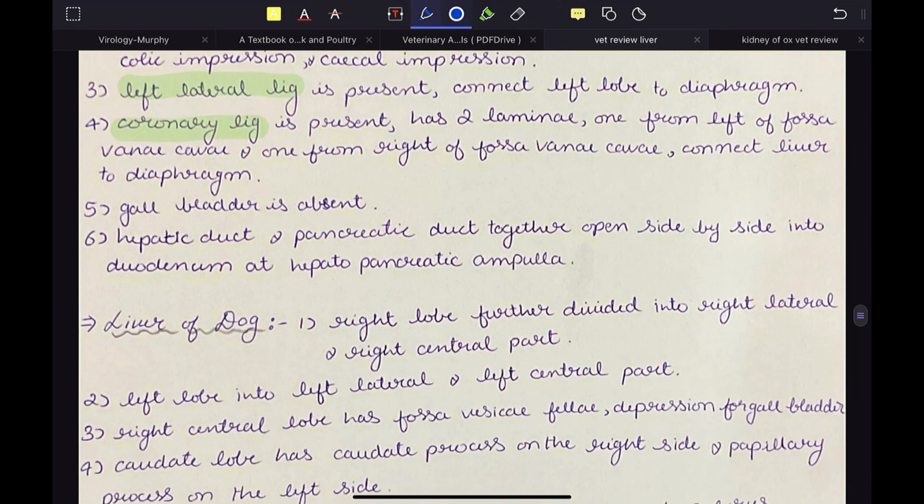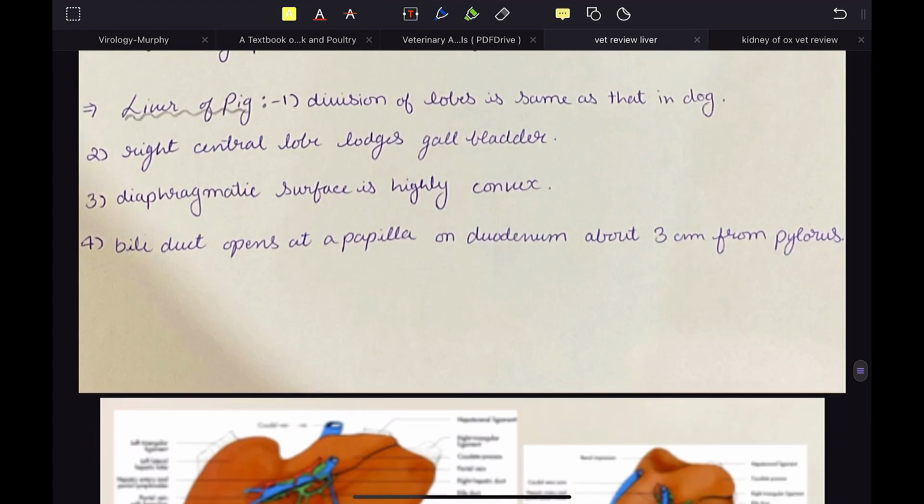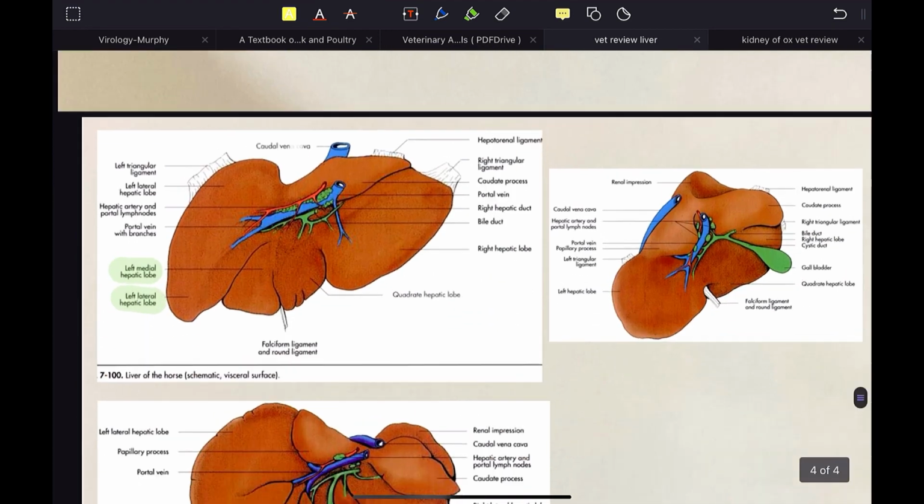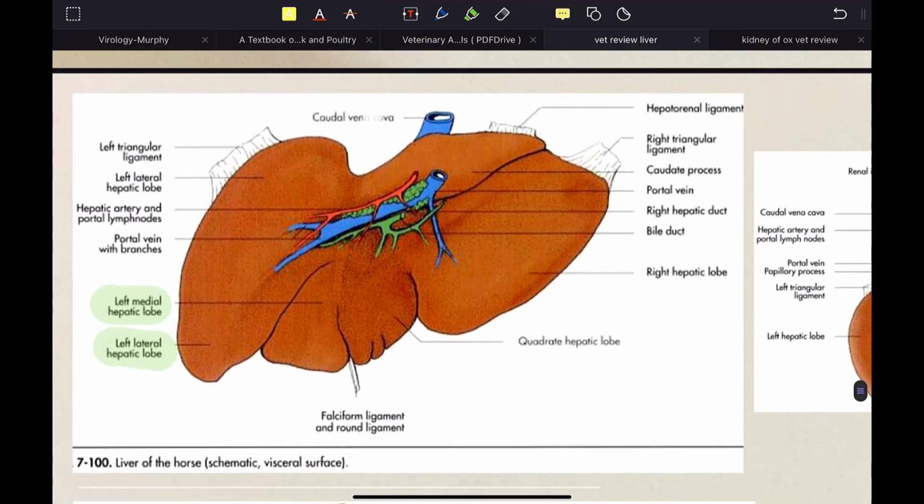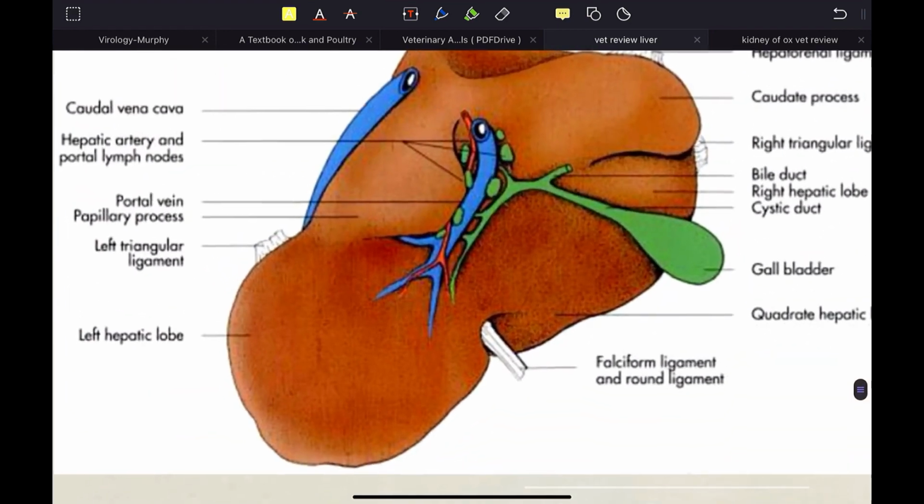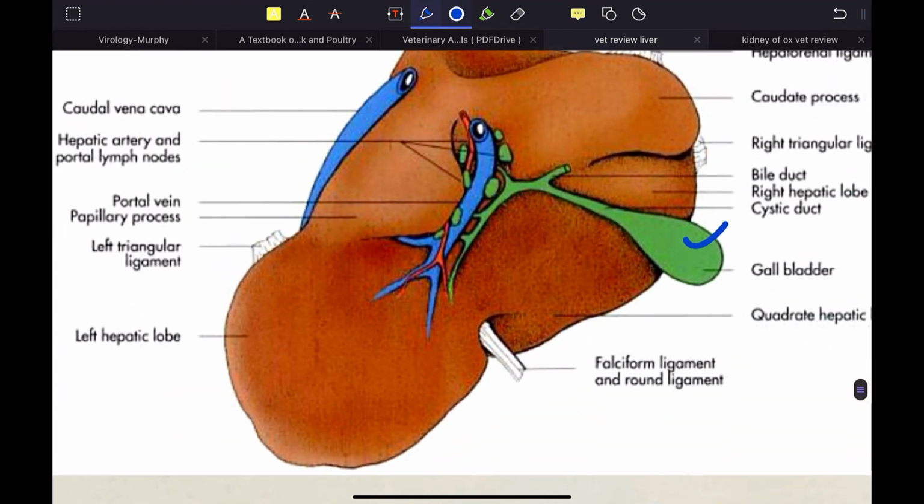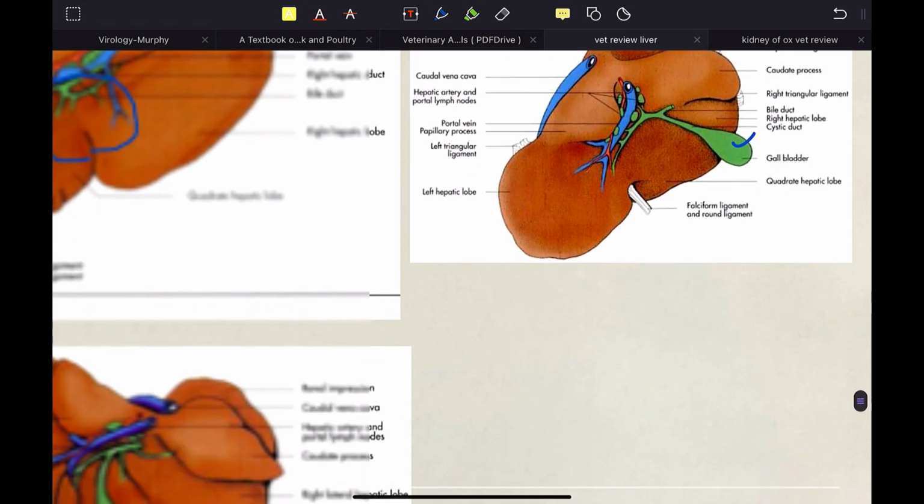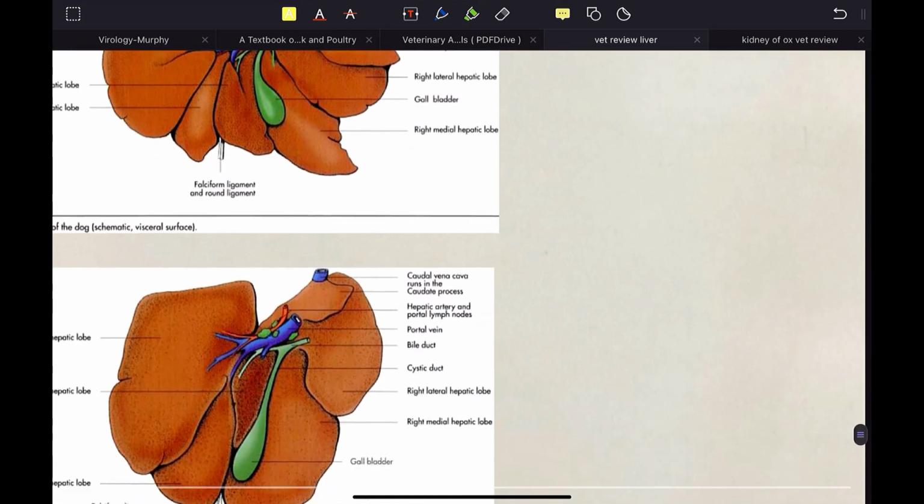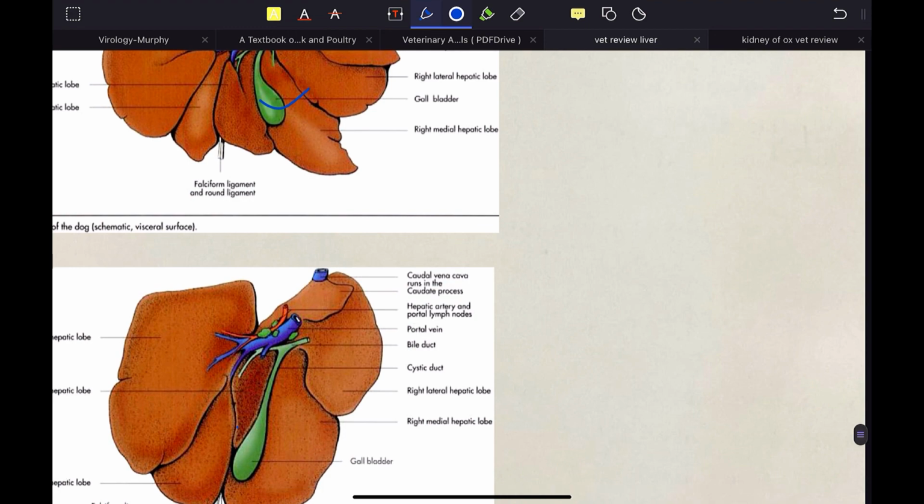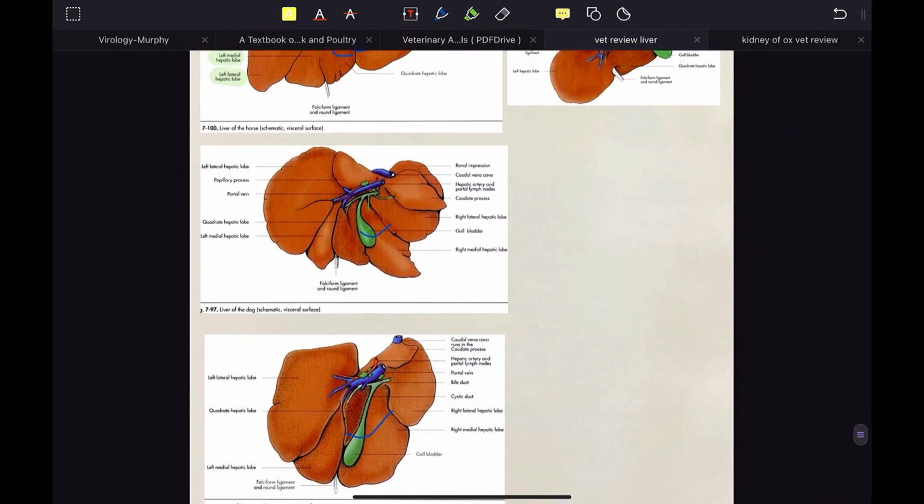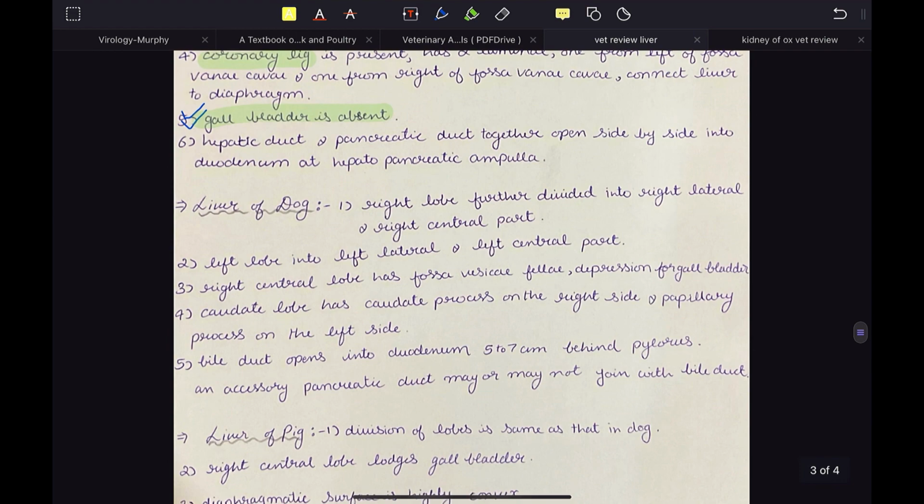Then the most important point in horse is that the gallbladder is absent. So in the liver of horse, there is no attachment for the gallbladder because the gallbladder is absent. You can see there's no gallbladder. While in case of ox, you can see the gallbladder right here. In case of dog and pig, you can see the gallbladder as well. But in case of horse, the gallbladder is absent.